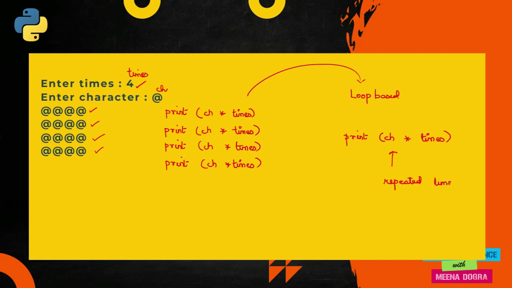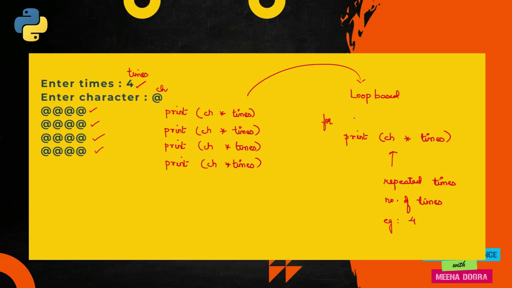Times is my variable in which I am storing the integer, which is telling me the replication value. In this example, it is 4. But I have to keep it generalized, because if the user enters 5, the character will be printed accordingly. If he or she enters 3, it will be printed accordingly. So I'll put my for loop over here.